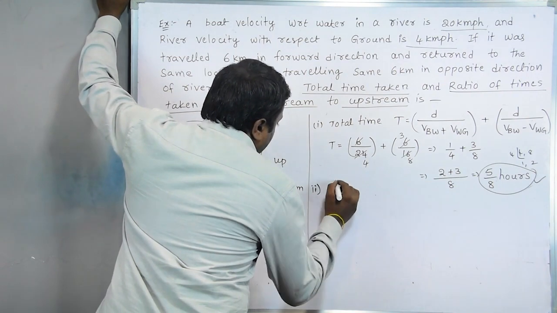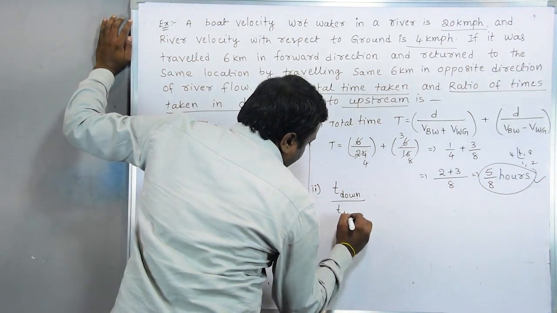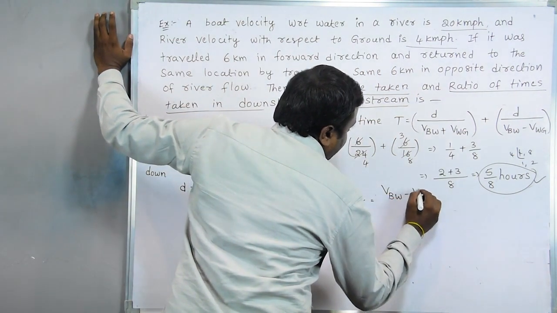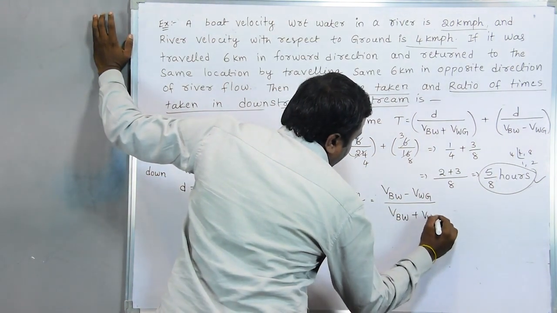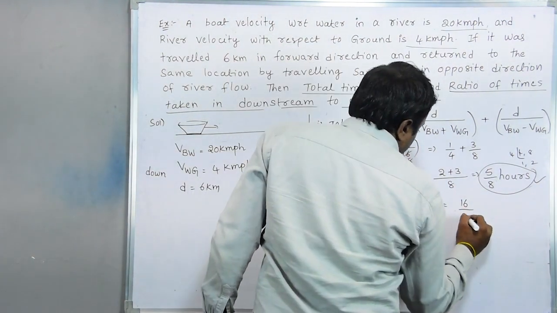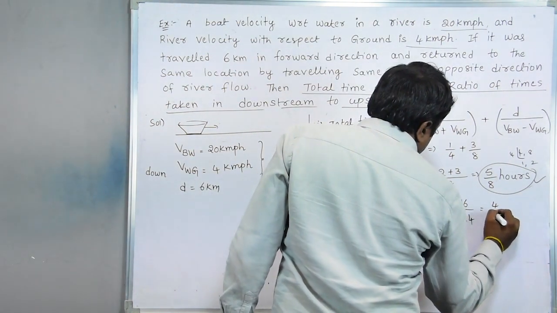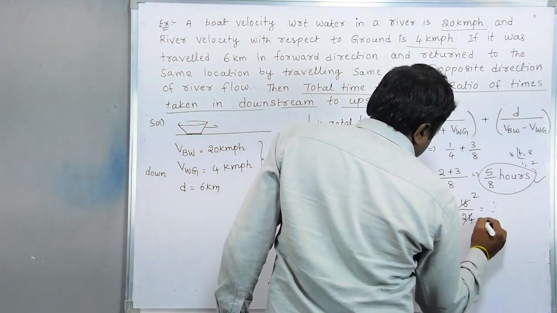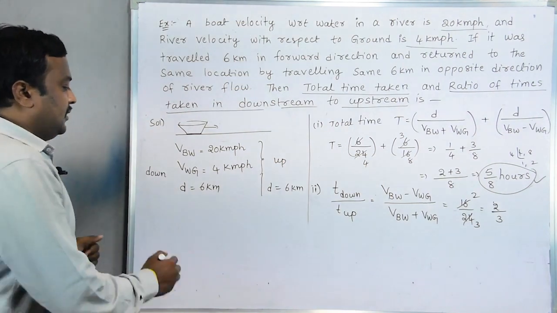Second point, you see, the ratio of time taken in downstream to the time taken in upstream. Now only we derive that, that is VBW minus VWG divided by VBW plus VWG. This value is 16 by 24. 4 fours are 16, 4 sixes are 24, so 2 by 3. Time taken in upstream is greater compared with time taken in downstream.